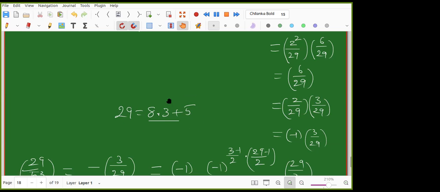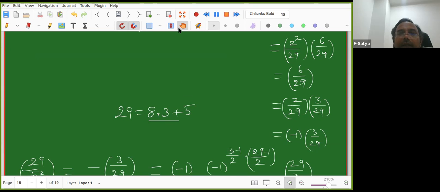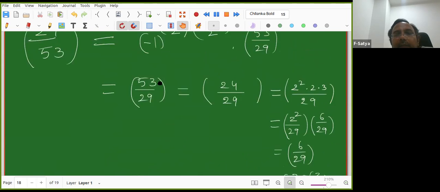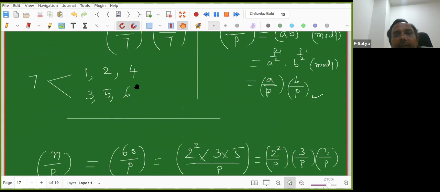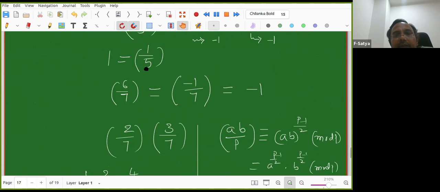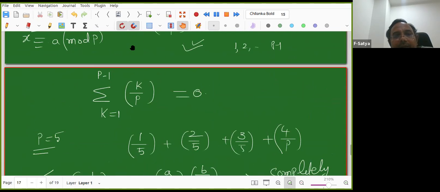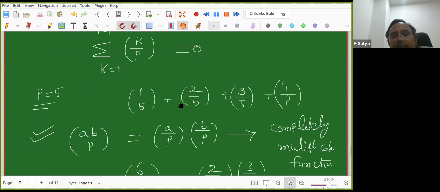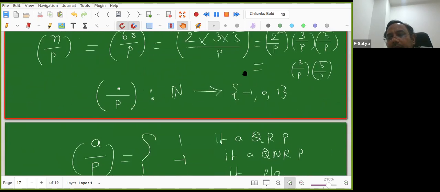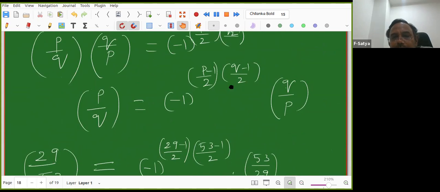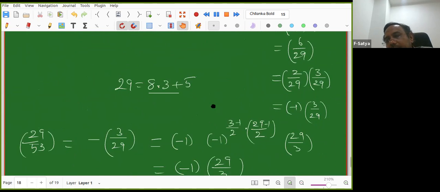Sir, why didn't we do this for 3 by 29? I have not done 3 by 29. Earlier I only did it for 2 by p, and I completely characterized that. So that is the next question: can I do it for 3 by p also? Take that as an exercise.